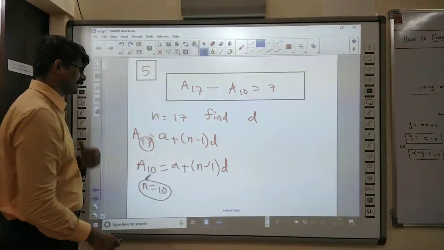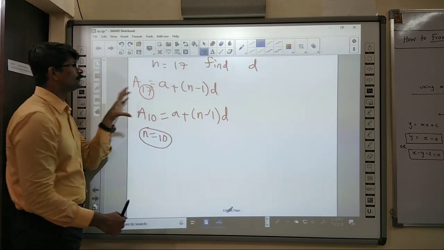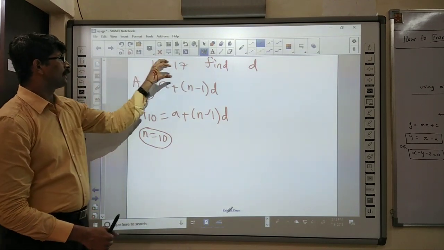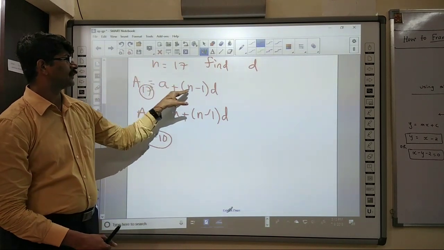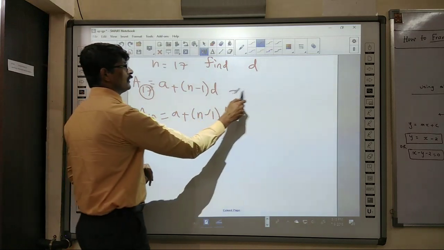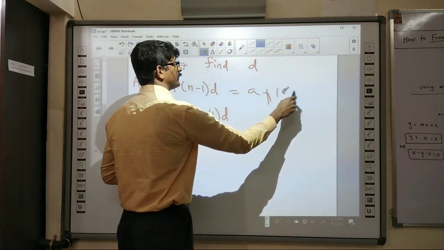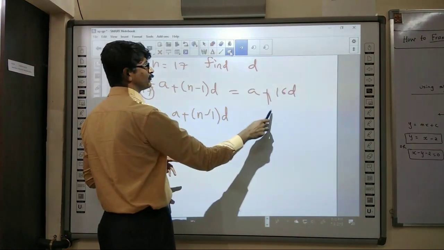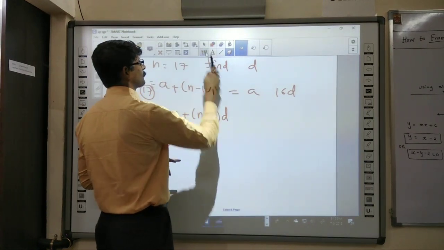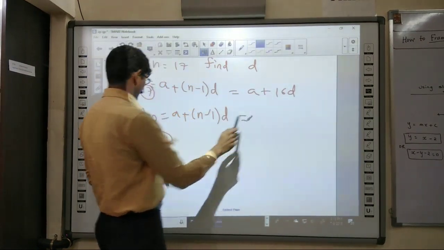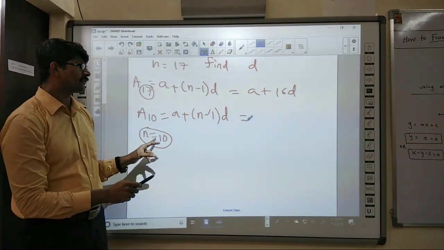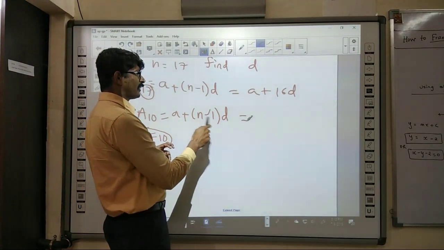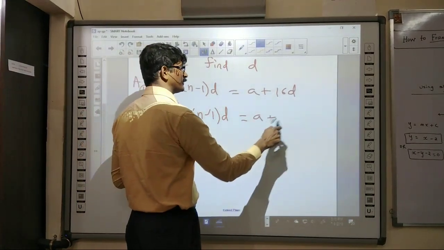So what's the next thing? We'll use these formulas. A17 will be a plus 17 minus 1, that is a plus 16d. It's actually a plus 16d. And what is A10? The 10th term would be a plus 10 minus 1, that is 9d. So a plus 9d.